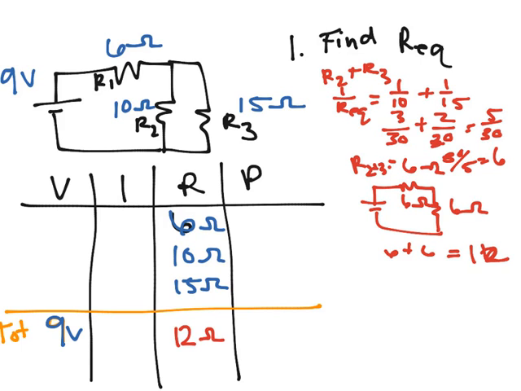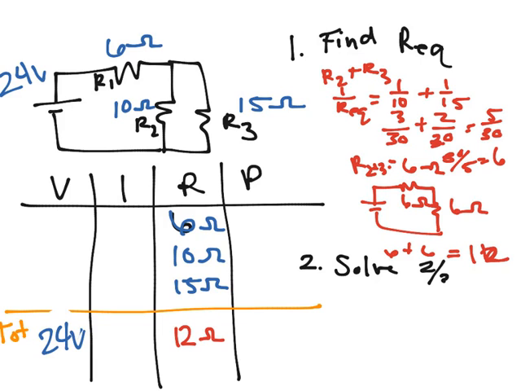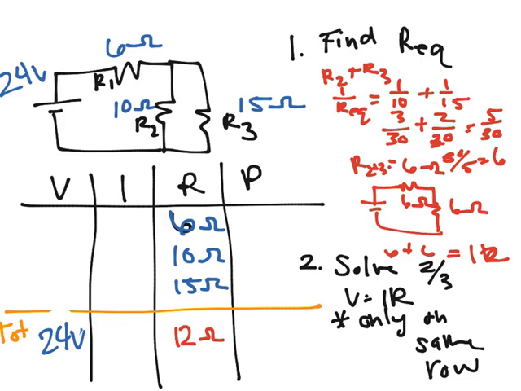Alright, and then since it doesn't change the problem in any way, I'm going to actually make this 12 volts, or no, you know what, make this 24 volts, just so we can have nice even numbers. Hopefully you'll see what I mean in a second. Alright, so if that's 24 volts, now we have 2 out of 3. When I say solve, if we have 2 out of 3, what it means is now use V equals IR. Only use it on the same row. So you cannot take anything from our total row and apply it up, or from any other row to any other row. They have to be from the same row.